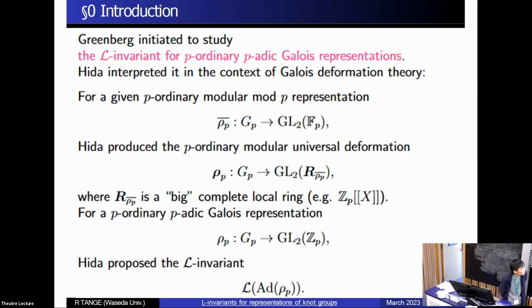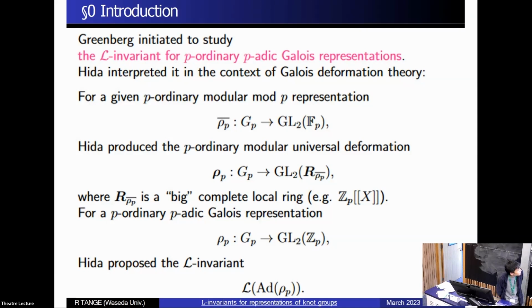So let me continue the introduction. For a given p-ordinary mod p representation, rho p bar from the Galois group to GL2(F_p), where F_p is a finite field, we have the p-ordinary universal deformation ring R of rho p bar, where this ring is a big complete local ring, for example, the power series ring with coefficients in p-adic integers.